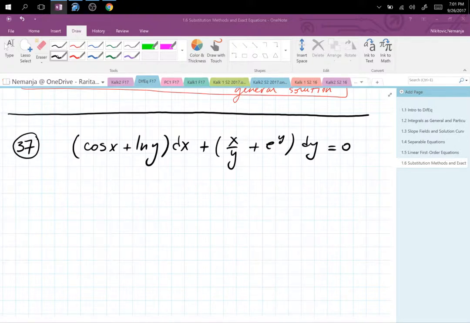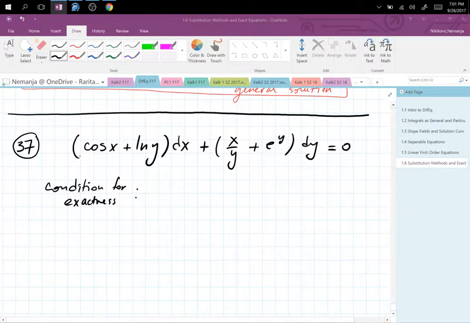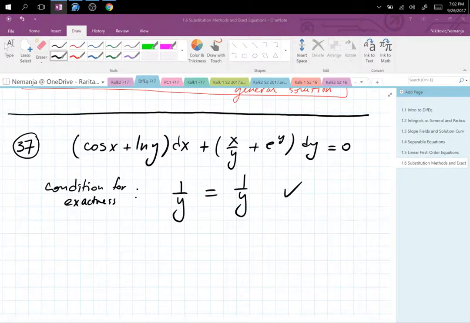We are going to check the condition for exactness. Partial derivative with respect to y is 1 over y. And on the second one, partial derivative with respect to x is 1 over y. So the condition holds, the equation is exact, and we can unleash our method.